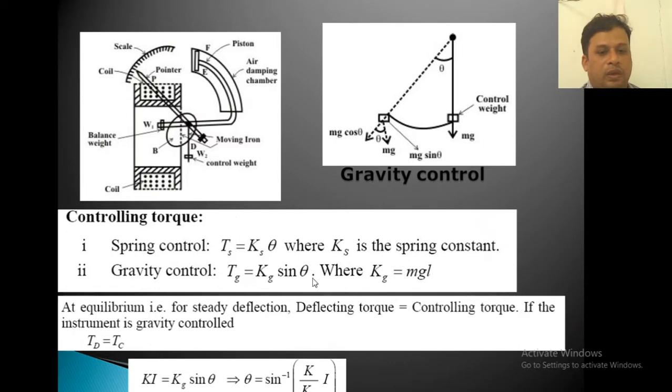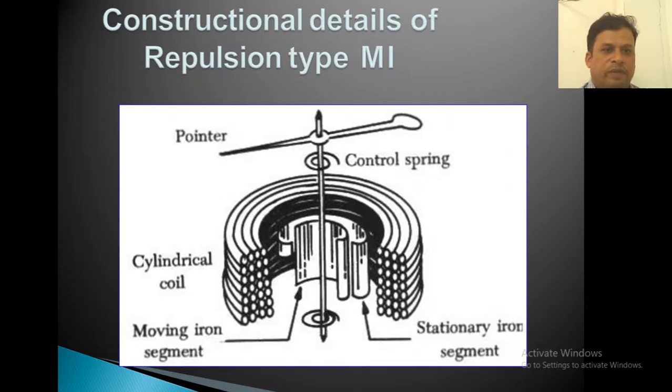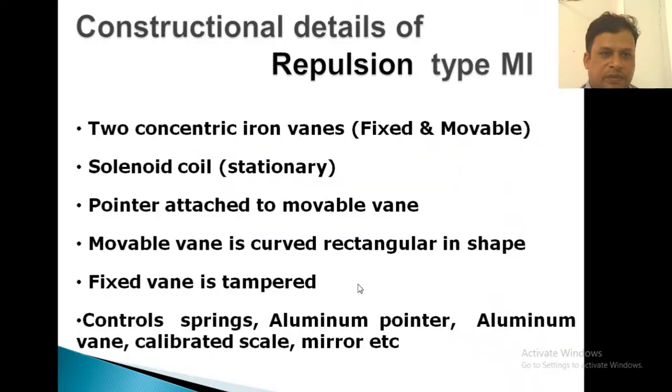Okay, so here we can write it like this. Coming to the construction details of the repulsion type MI, it also has a moving iron segment kept like this, clearly shown in the picture. This is the control spring; two control springs are present. This is not a gravity control; here the spring control is used. Here the pointer deflection is shown, and this is a cylindrical coil, and this is a stationary iron segment. One is a moving iron segment, the other is the stationary iron segment.